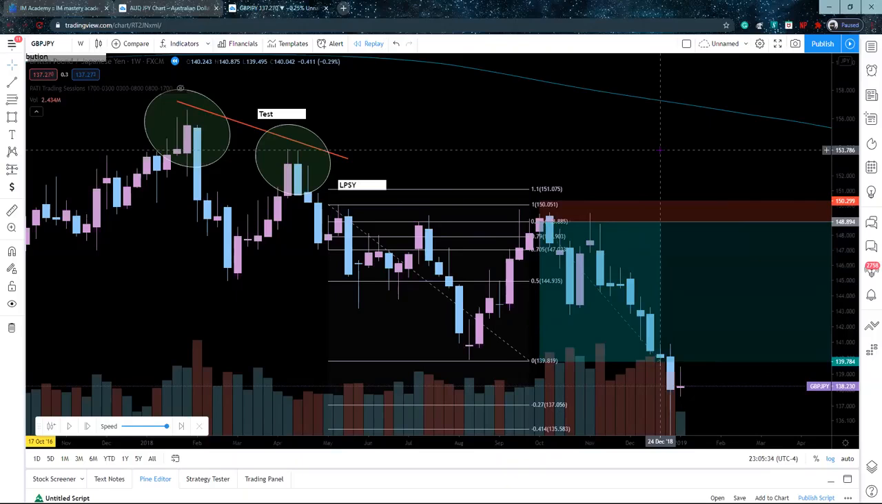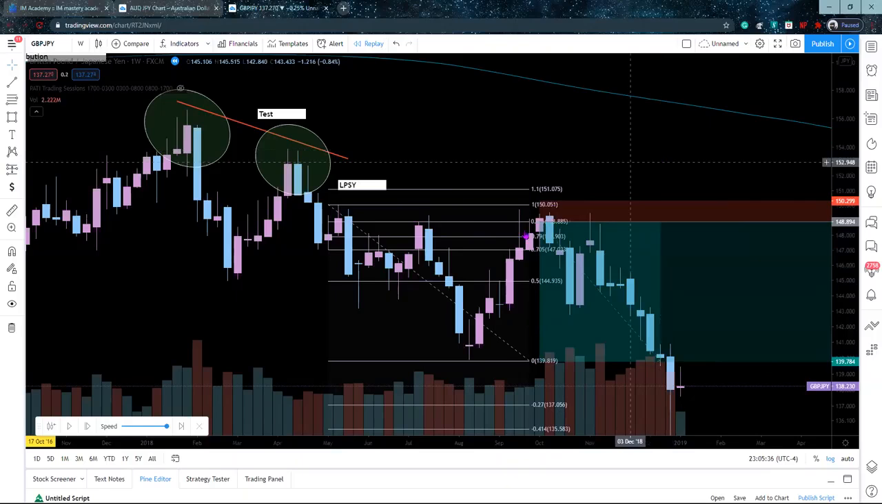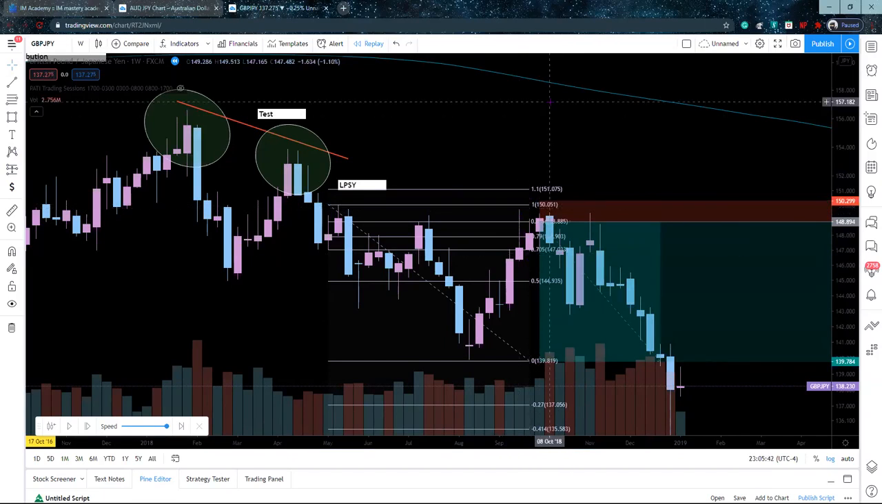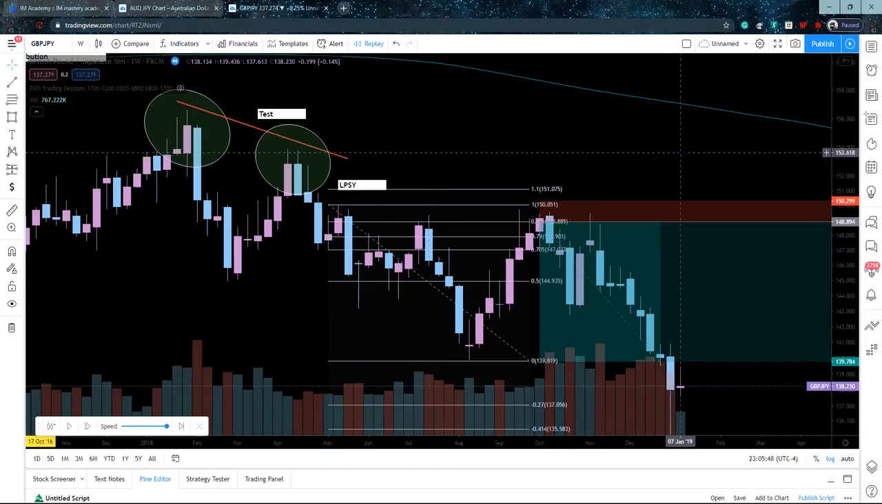This is where your trading psychology comes in. A lot of people see this and they're like, oh my goodness, it's going to hit stop loss, and then it doesn't hit stop loss. You will not believe how many times price has come within spread of my stop loss and gone back the other way.